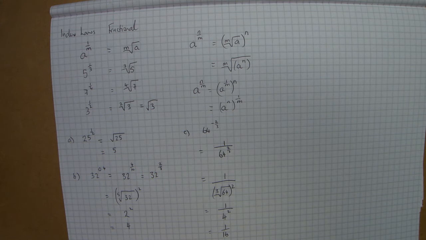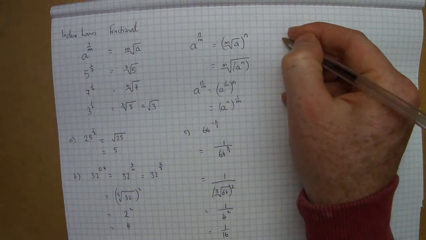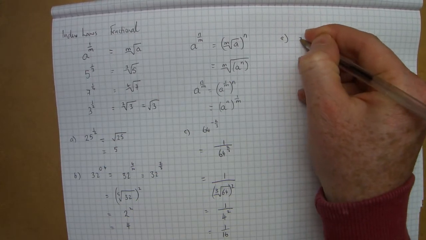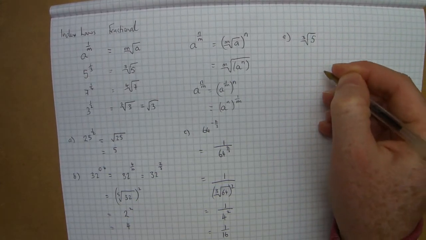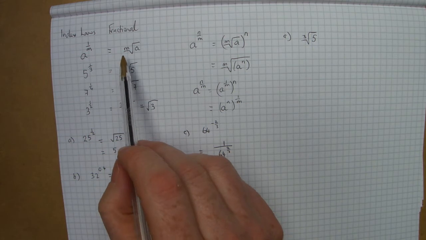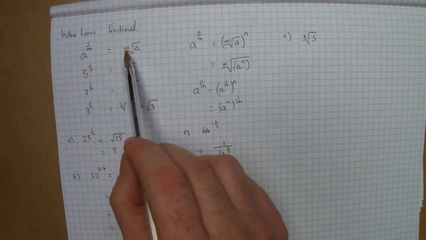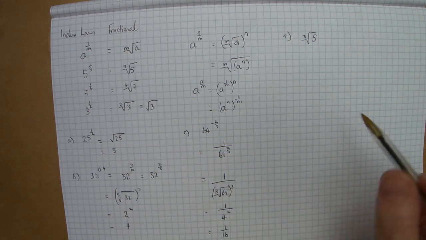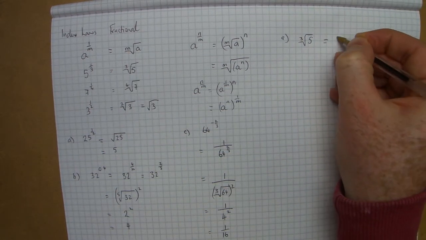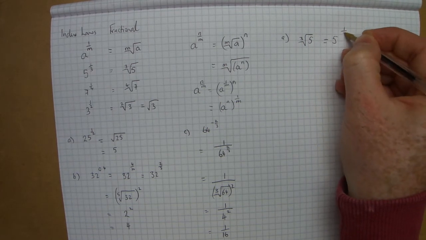Okay, so the next set of examples, what we're trying to do is write in index form, and that starts off as the cube root of 5. And the cube root of 5, well, we can see that it's of this form, this rule, where 3 is the value of m and a is the base 5. So we can write that as 5 to the power of 1 over 3.